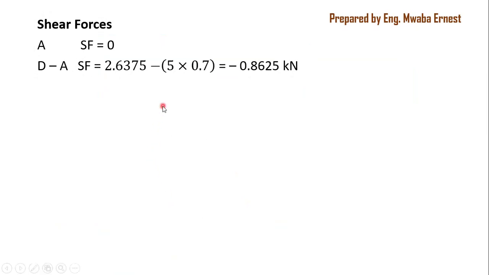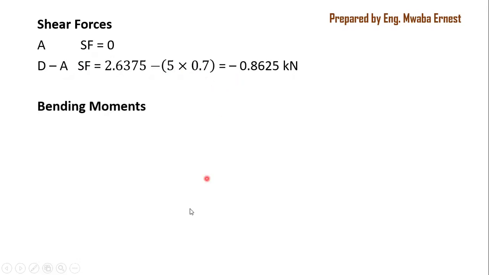Then we invite now the shear forces. First of all, the shear force at A is 0. Now with this UDL, things are a bit interesting. From D to A, we are having just one value, so we add them up. The reaction, which is positive 2.6375, minus the UDL, which is 5 times 0.7. Our answer is negative 0.8625.